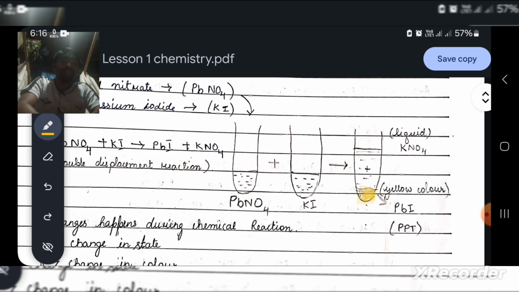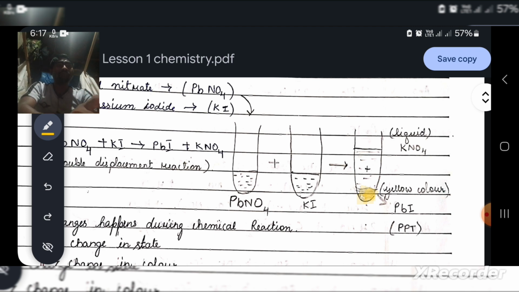Before, what is there in test tube A? There is Pb(NO3)2, lead nitrate. But now what happened? PbI2 means lead iodide. That was yellow color. This was the PPT. PPT means precipitate. Precipitate means some solid structure formation happens that came on the bottom, which in chemistry we tell as PPT, precipitate.